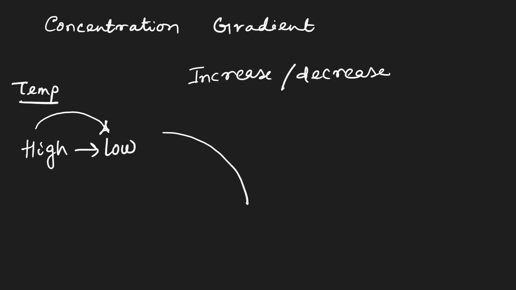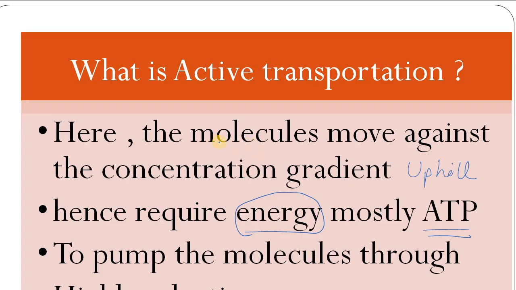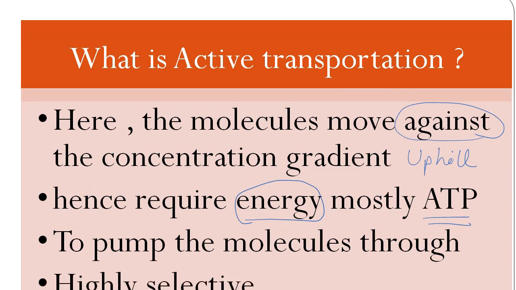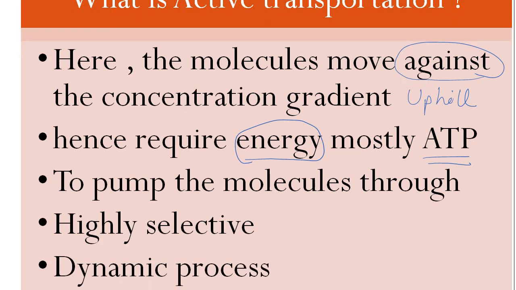It is also available for water flow when it is moving from high altitude to low altitude. It is also available when we are discussing molecules which have to be moved against their will, uphill, against the concentration gradient. So it is emphasized that it moves against the concentration gradient, so it requires energy, which is mostly in the form of ATP.